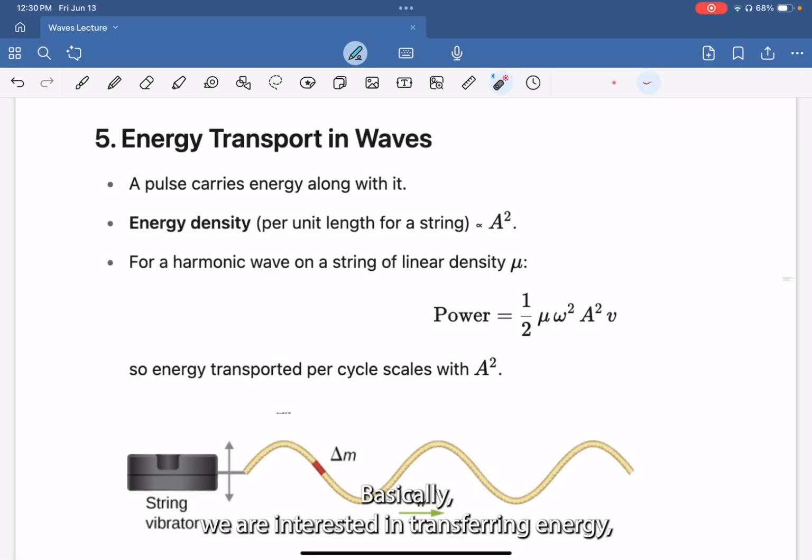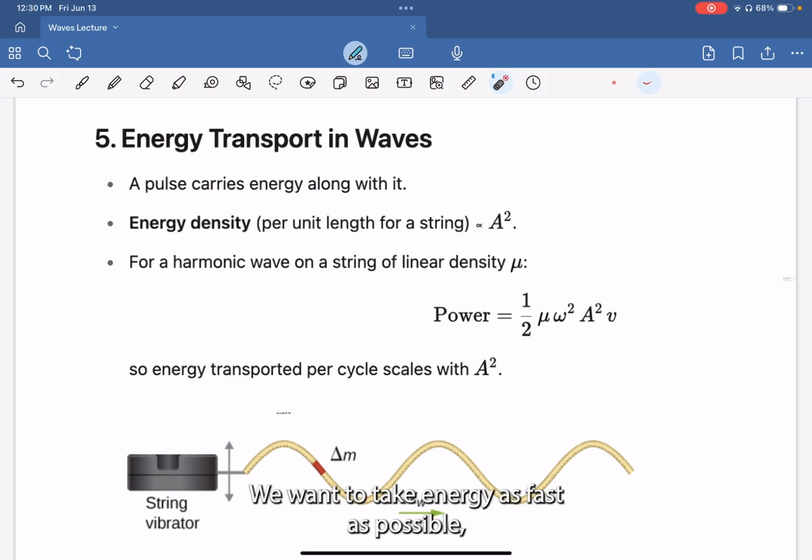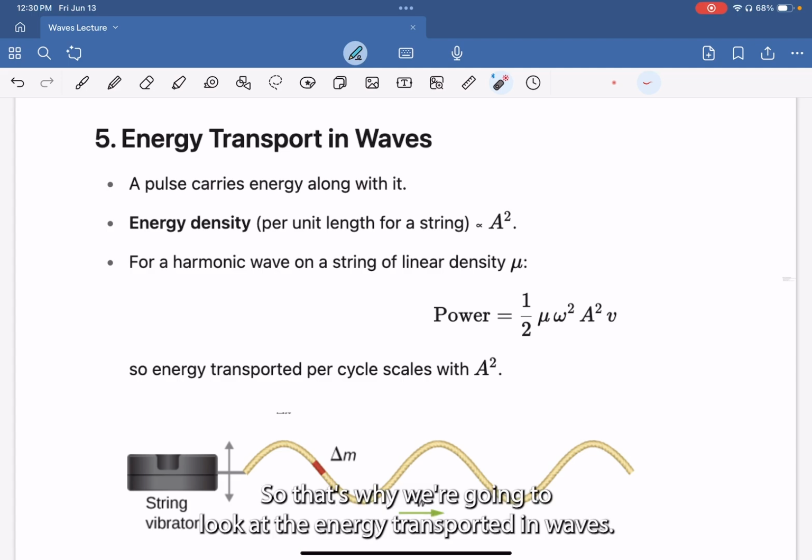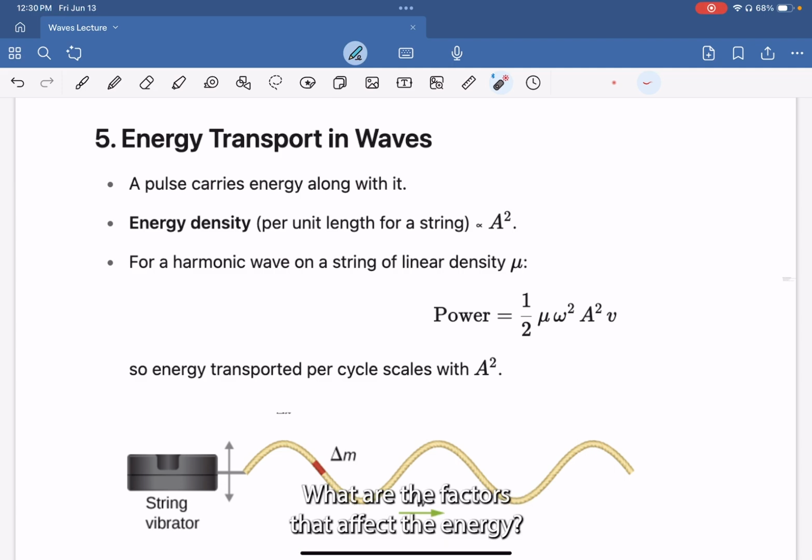Basically, we are interested in transferring energy, whether it's a radio wave or a sound wave. We want to take energy as fast as possible, as far away as possible. So that's why we're going to look at the energy transported in waves. What are the factors that affect the energy?